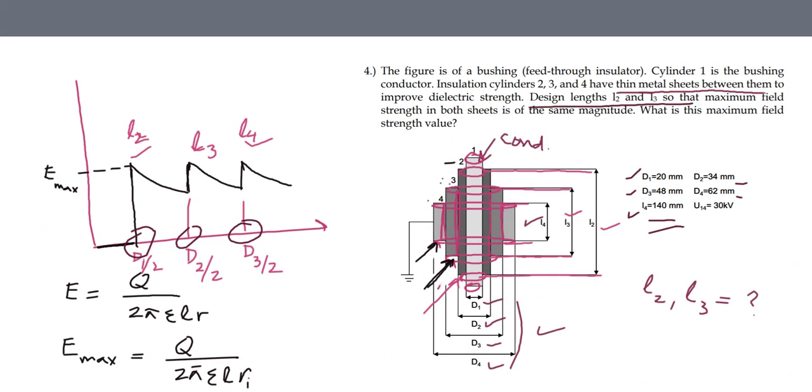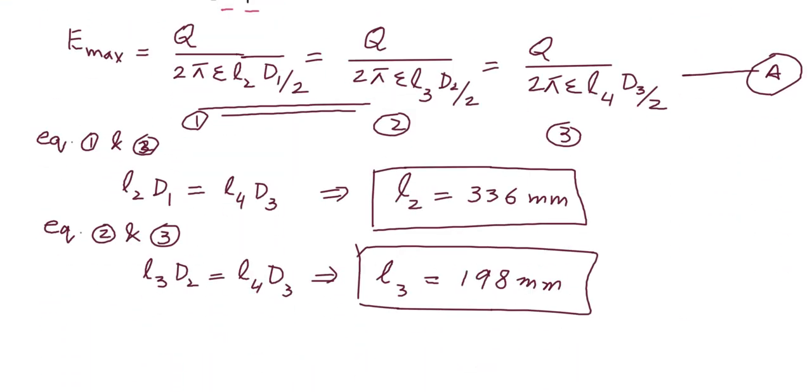Design the lengths L2 and L3 so that the maximum field strength in both the sheets is of the same magnitude. Now, what is this maximum field strength value? How much is the maximum field strength value? That's what we need to determine, and that's really easy.